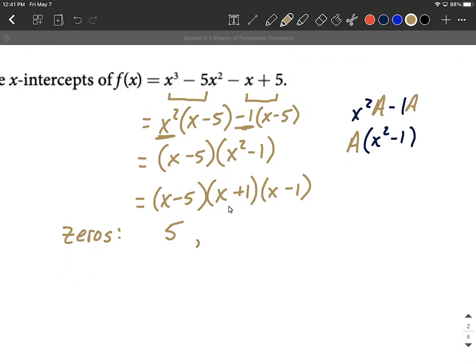x plus 1: if we plugged in a negative 1, that's going to make this factor equal to 0. And since everything's multiplied together, if this is 0 multiplied by everything else, 0 times anything is going to be 0. Finally, with this factor, positive 1 plugged in for that x would make this factor equal 0. So we say 1 is going to be a 0. All right, so those are all of our x-intercepts or zeros.